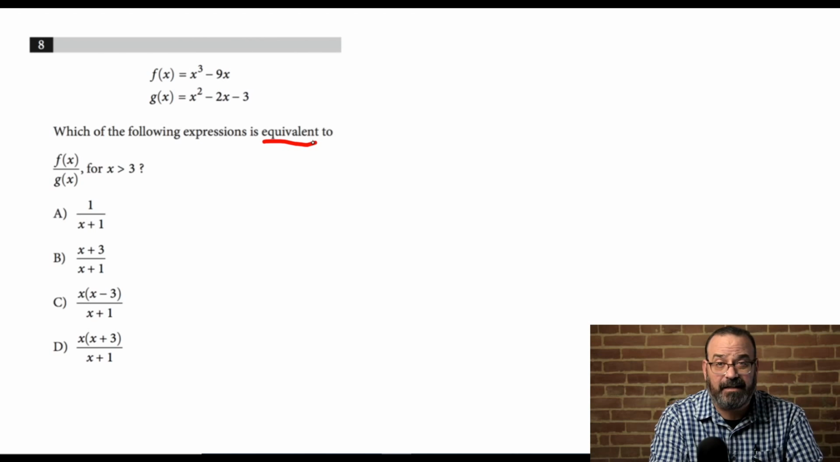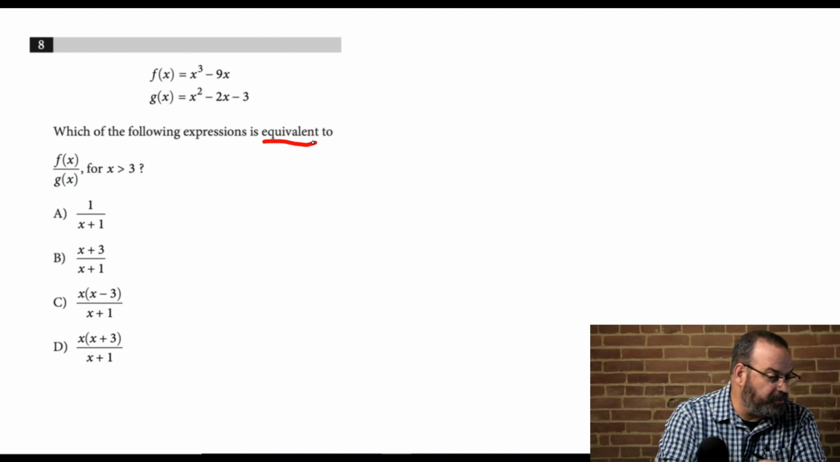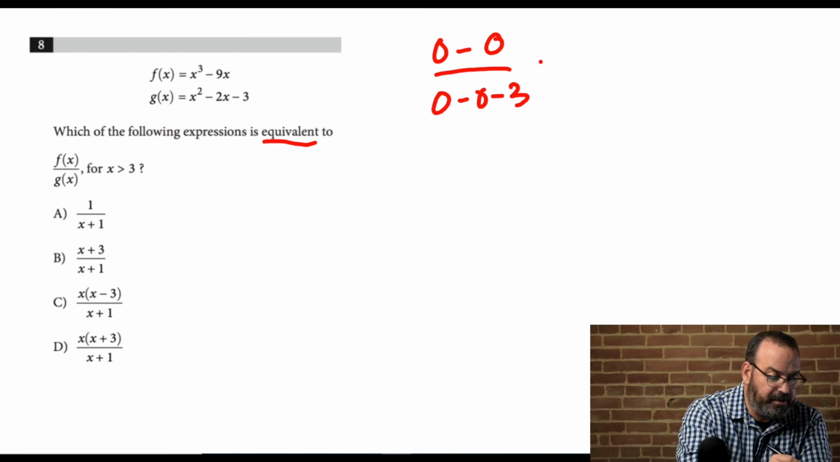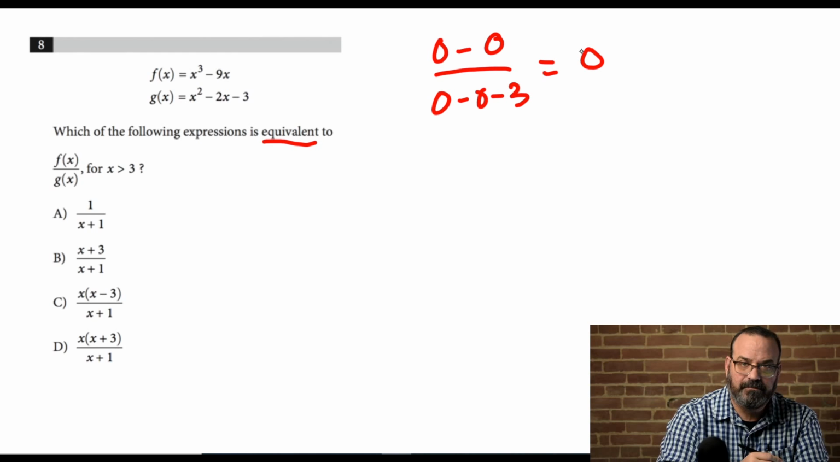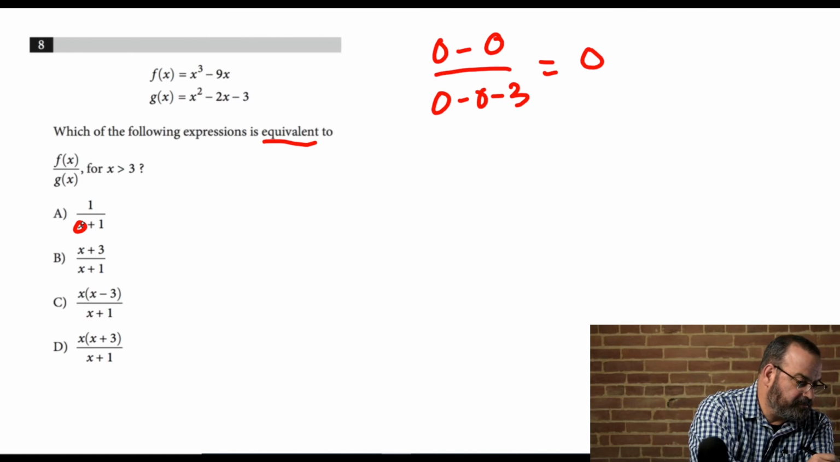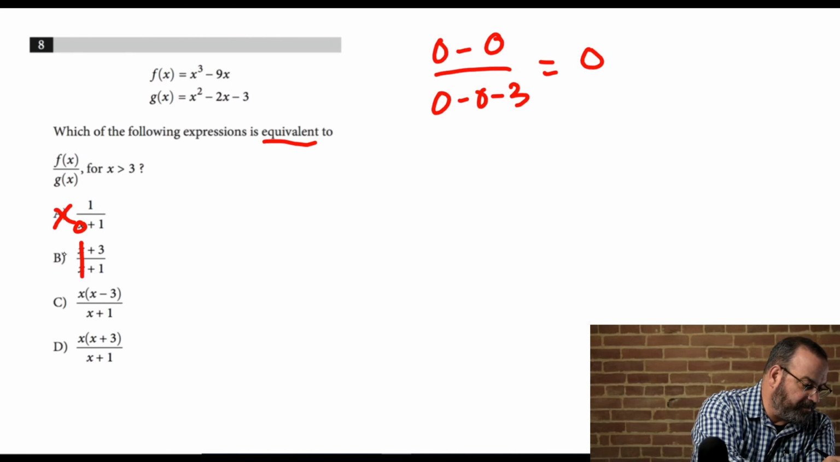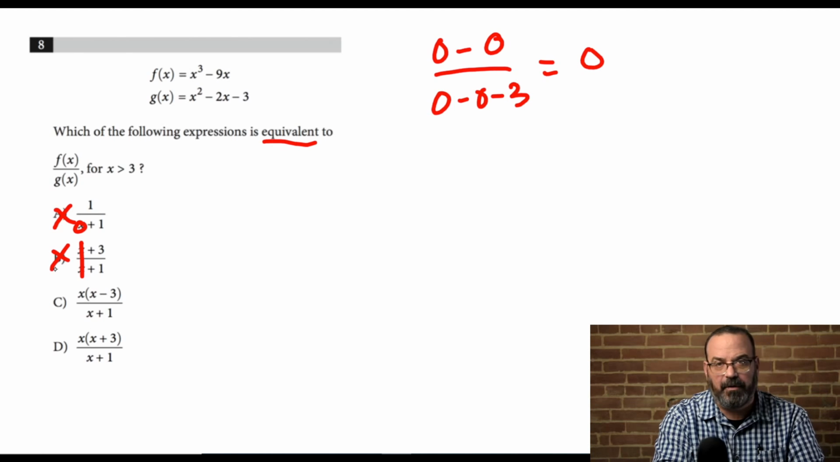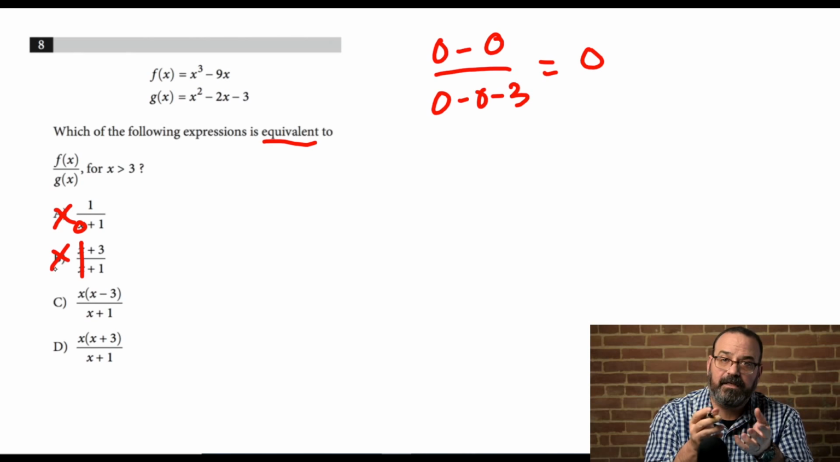Well, there's a lot of ugly algebra in the problem, so what I'm going to do is write 0. 0 minus 0 over 0 minus 0 minus 3 equals 0. Well, that was really hard. Let's plug this in. If I put in a 0, well, that's not right. I get 1. If I plug in a 0, I get 3. Well, that's not right. If I plug in a 0 in C and D, I both get 0. So plugging in 0 eliminated 50% of my answer choices in about 5 to 10 seconds.